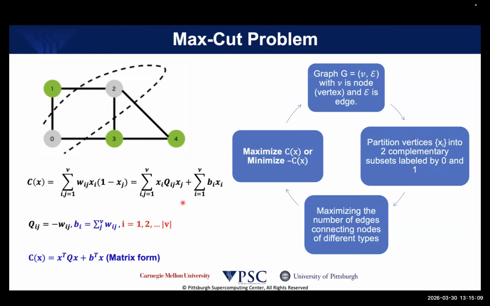And we can rewrite this in simpler terms like this, and then in matrix form it looks something like this, as a quadratic cost function. So our goal is to maximize this cost function. But in quantum computing, we generally find the ground state solution of the Hamiltonian we have. Therefore, we can simply put a minus sign in front of this cost function and minimize it.